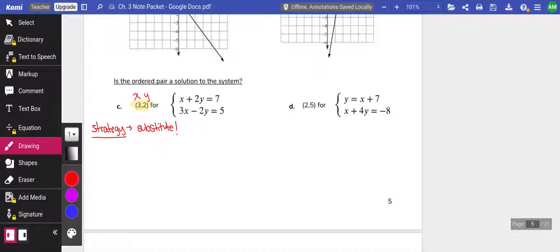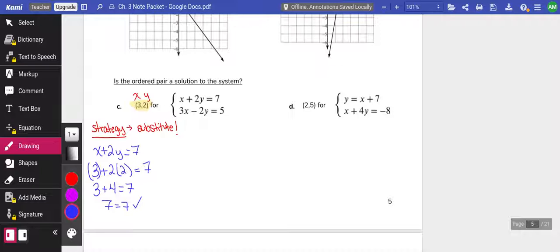So this is our x and our y coordinate. So I'm going to take my first equation and I'm going to rewrite it right here. x plus 2y is equal to 7. So I'm going to substitute in 3 for x, using parentheses when I substitute in a number, and -2 for y. And I'm going to check to see if this is true. Does 3 plus -4 equal 7?